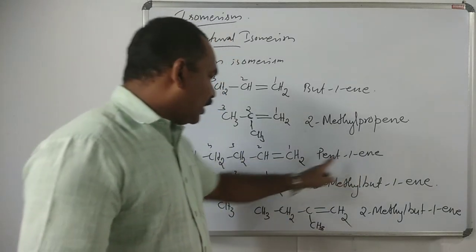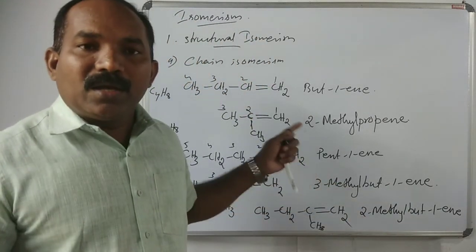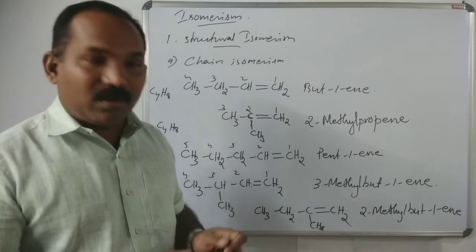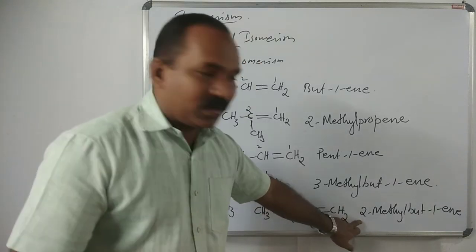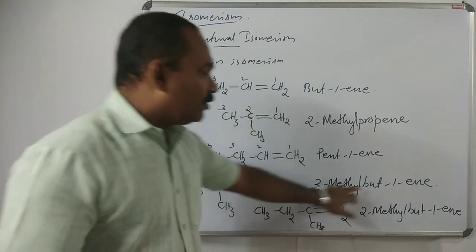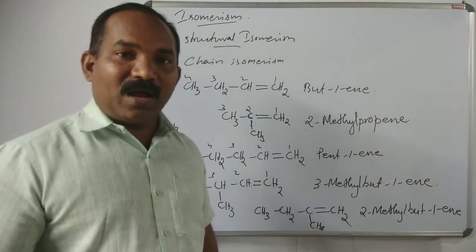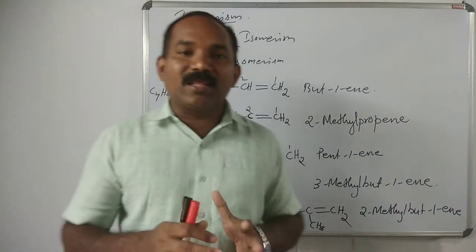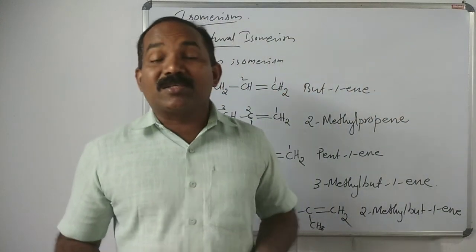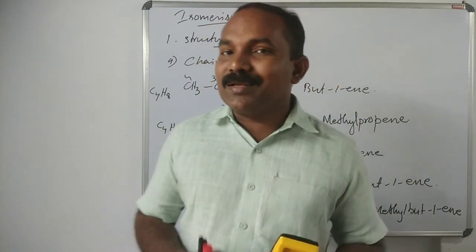Similarly, pent-1-ene and 2-methylbut-1-ene are chain isomers. But these two are position isomers. Okay, we will come into that point. 3-methyl, 2-methyl, only the position changes. So that comes under position isomerism. Okay, hope you understand chain isomerism. Compounds that have the same molecular formula but different structural chains are called chain isomers. It is also known as nuclear isomerism.